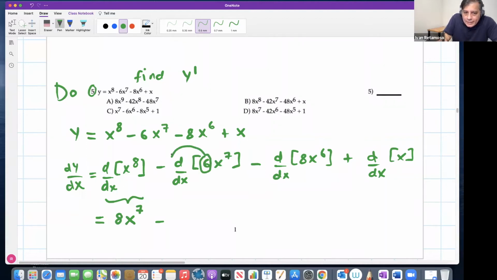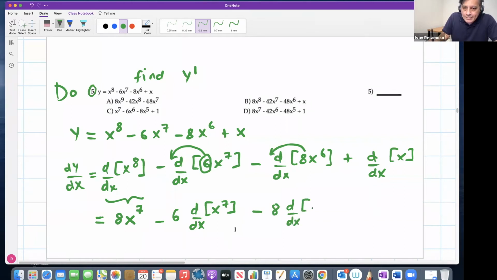Once you bring the 6 outside, you have to focus on taking the derivative with respect to x of x to the 7. We will do it next. Let's leave it there. Minus. Same idea here. 8 is just a constant. So based on the constant multiple rule, it goes outside, and then you focus on taking the derivative of x to the 6. Plus, can anyone tell me what's the derivative of the identity function x? In the chat or verbally?